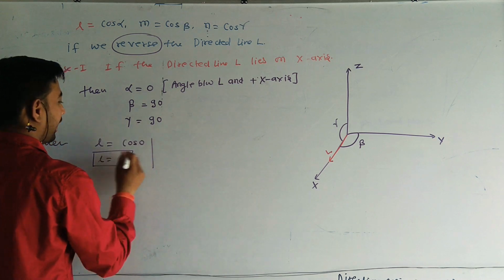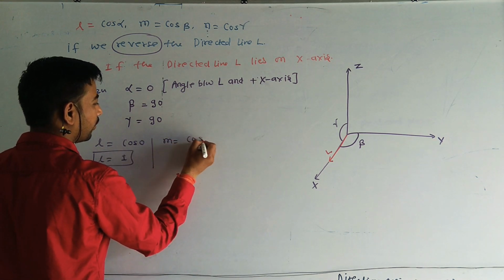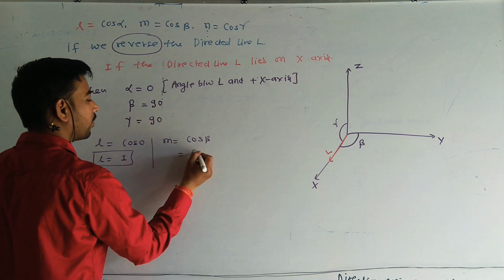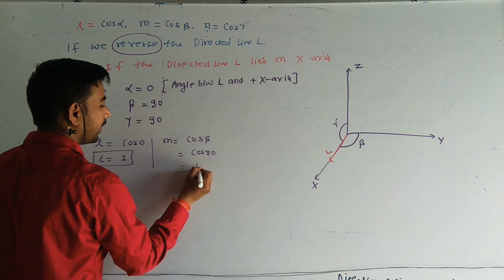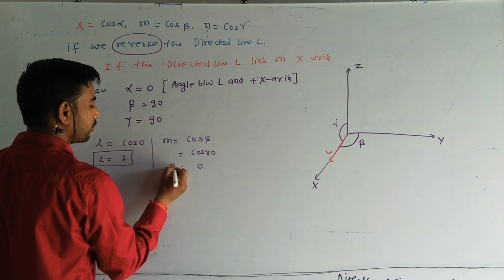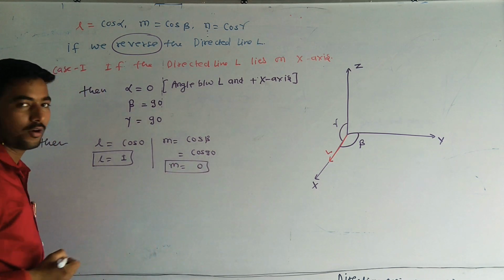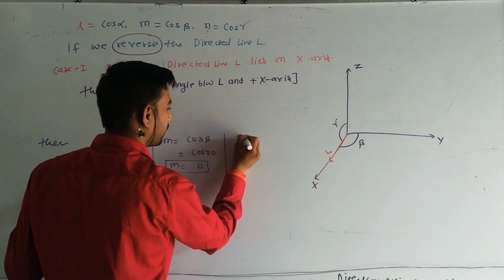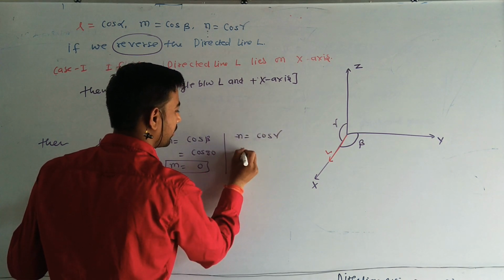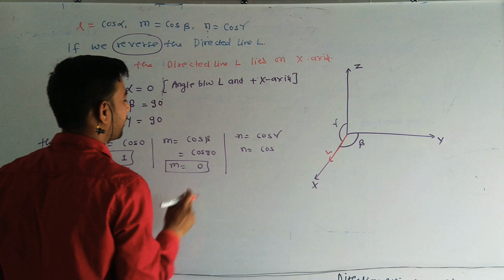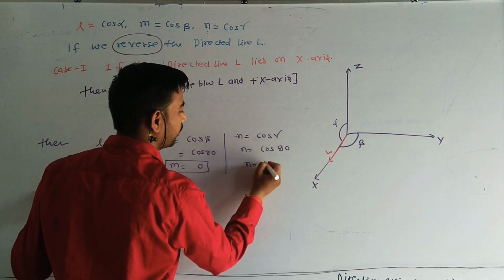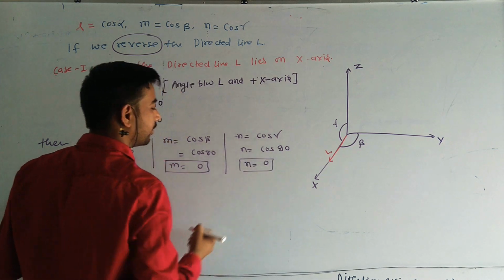And M is equal to what? Cos beta. And cos beta is equal to cos 90, so it is equal to 0. Cos 90 equals 0. This one is the value of M. And N, sorry, N equals cos gamma. What is the value of gamma here? 90. So N equals cos 90, which is 0.